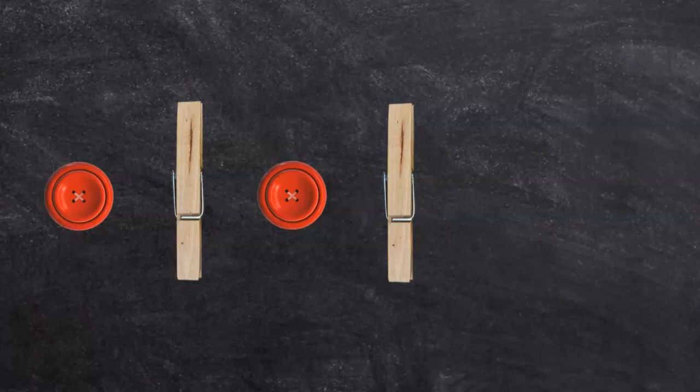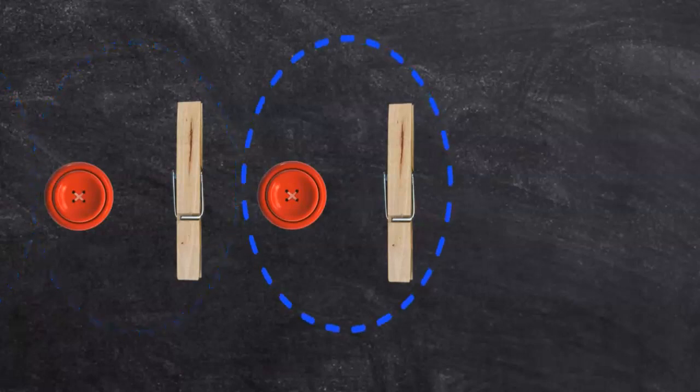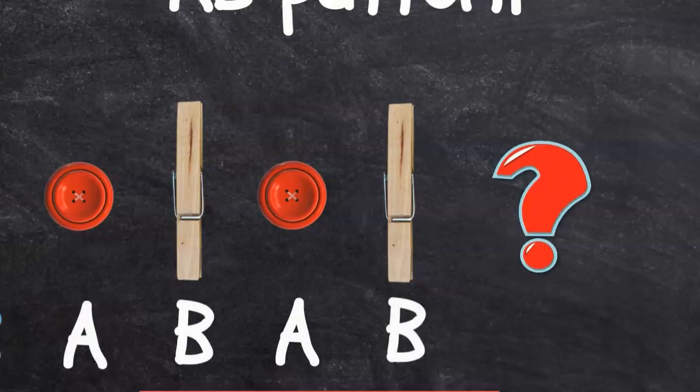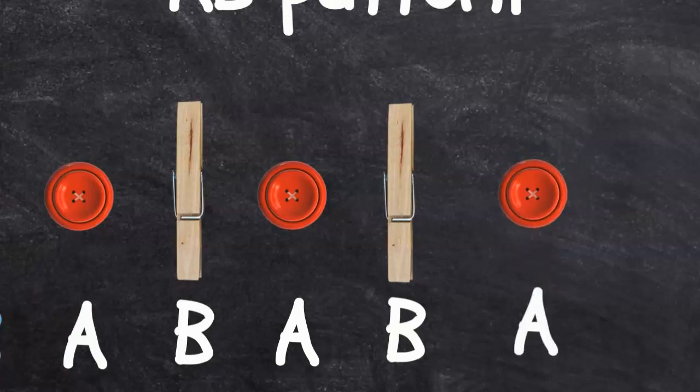This pattern goes button, peg, button, peg, button, peg. This pattern has two items repeating, so we would call this an A-B pattern. The buttons would be A and the pegs would be B. What item would come next? Yes, that's right, a button. The reason why we call it an A-B pattern is because this is the core of the pattern. The AB keeps repeating itself. AB, AB, AB.